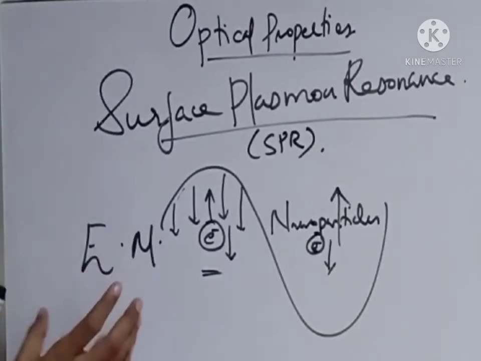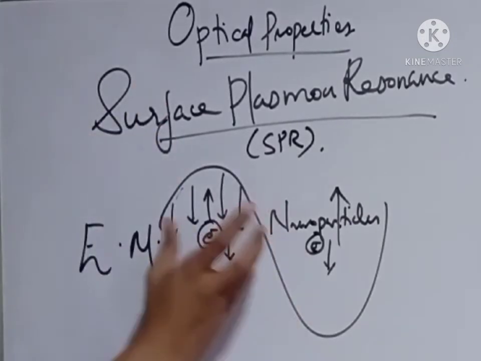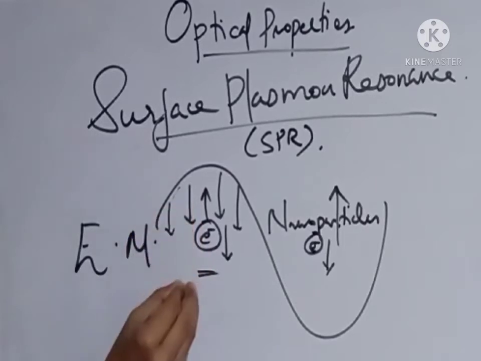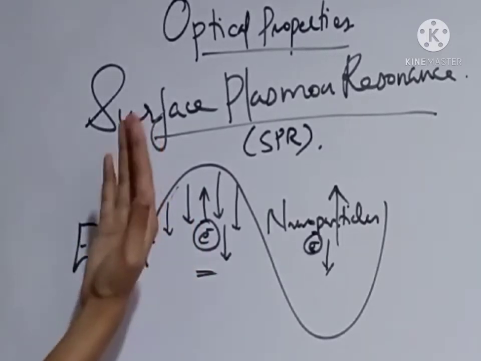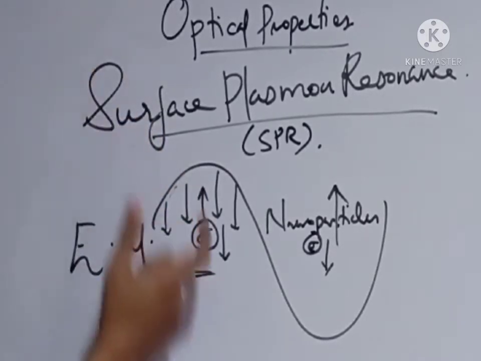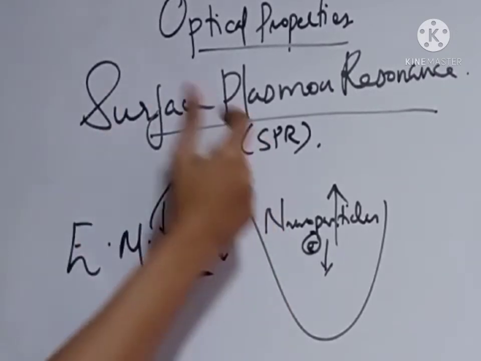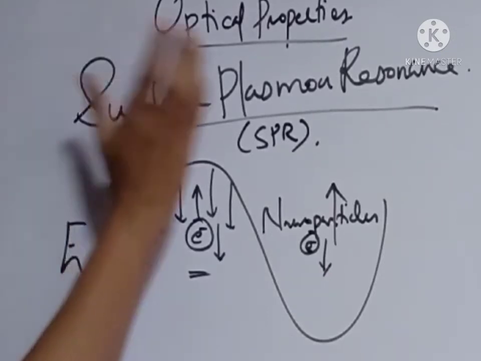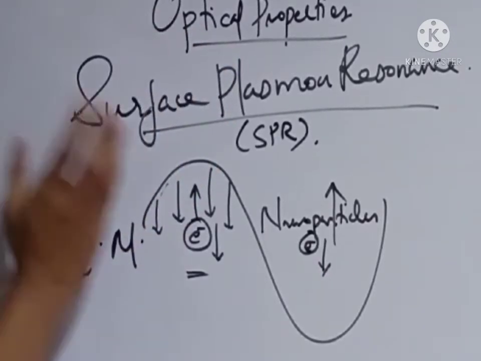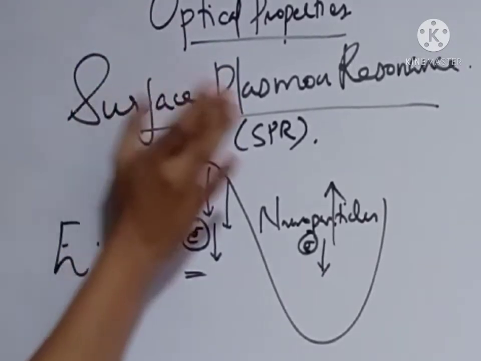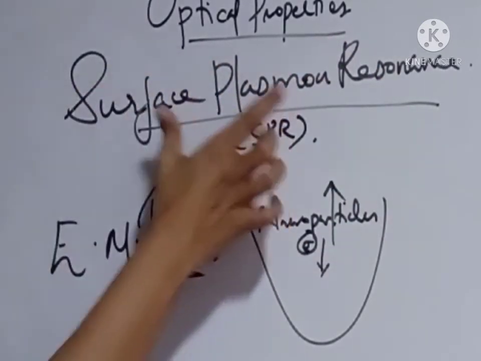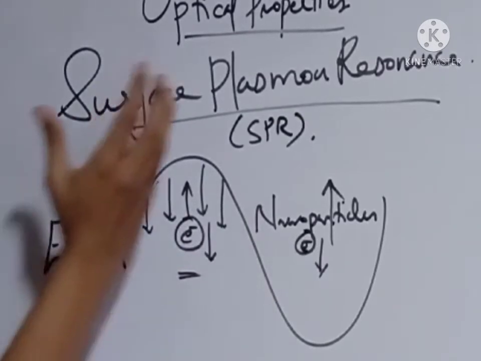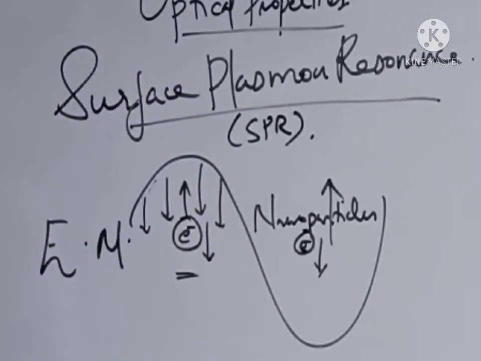When electromagnetic radiation interacts with nanoparticles, these nanoparticles absorb the electromagnetic radiation, then undergo vibrations, then dissipate energy. All this process occurs on the surface of nanoparticles. That is why this is called surface plasmon resonance. And plasmon is the name used to represent the oscillation of these nanoparticles.